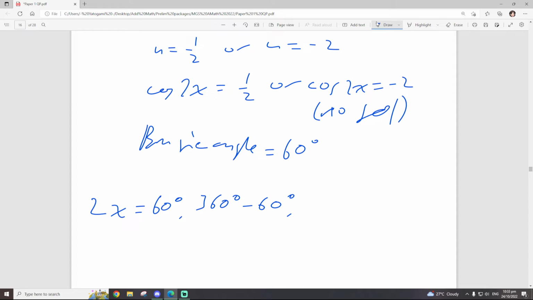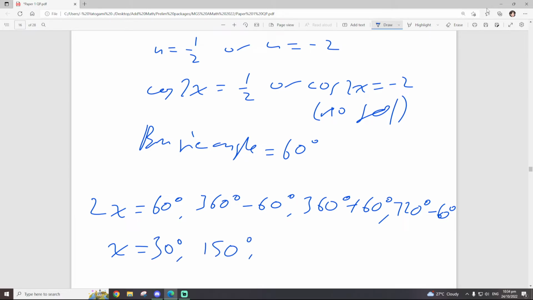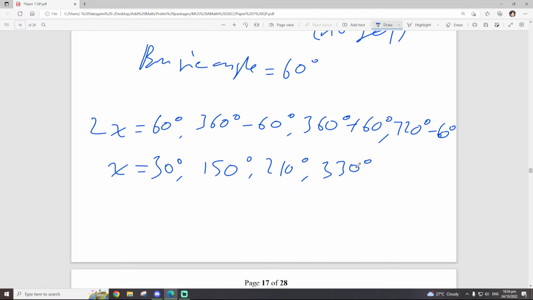Now 0 to 360 for x means 0 to 720 for 2x, so we can keep going. Oh no, I skipped. That's just 360 degrees plus 60 degrees, and finally 720 degrees minus 60 degrees. You can deduce the possible values of x from here, which are 30 degrees, 150 degrees, 210 degrees, and 330 degrees. So there are 4 possible values.